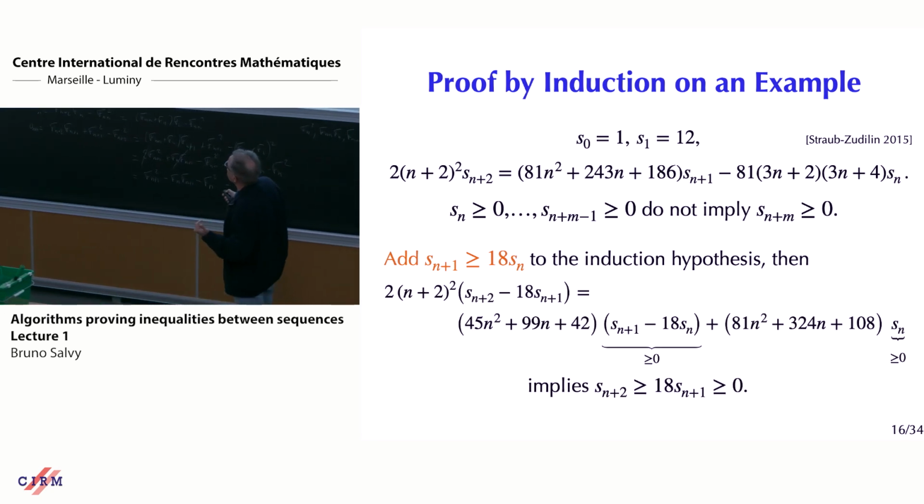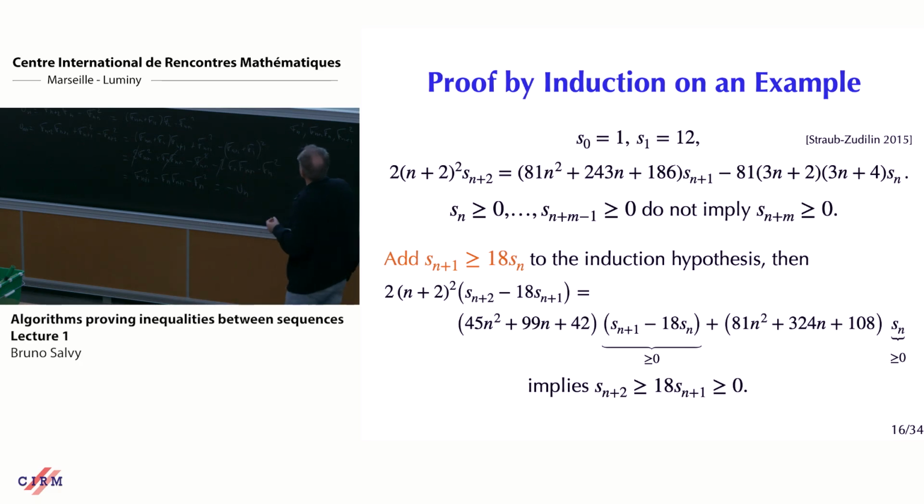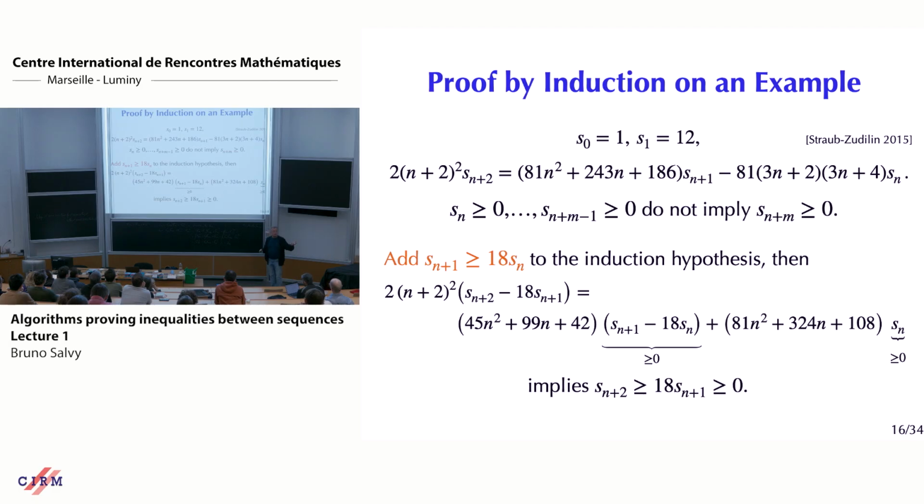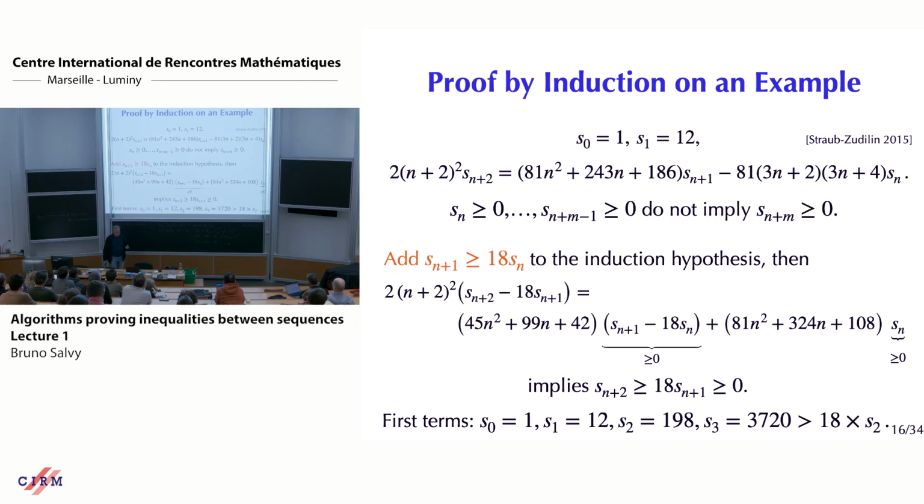You write S_{n+2} as S_{n+2} minus 18 S_{n+1}, and you add what you've subtracted. And you see that this, you have (2n+2) squared, so that's positive. Here, that's positive. Here, that's positive by induction. Here, that's positive. And here, that's S_n, which is positive. So by induction, we have a proof. So that's the idea. So this is the method we want to extend. And then, sorry, you check the first terms. And it turns out that S3 is larger than 18 S2, so we're good.